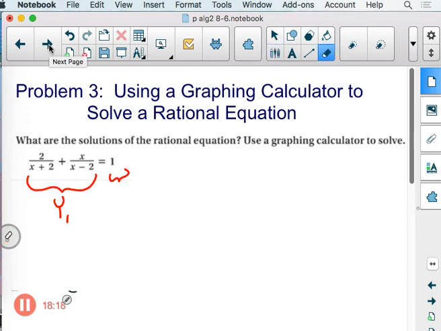Just so that I know it's not just me. How many of you would rather solve it algebraically? Yeah, just handing it over to the graphing calculator is not something I've ever been comfortable with.